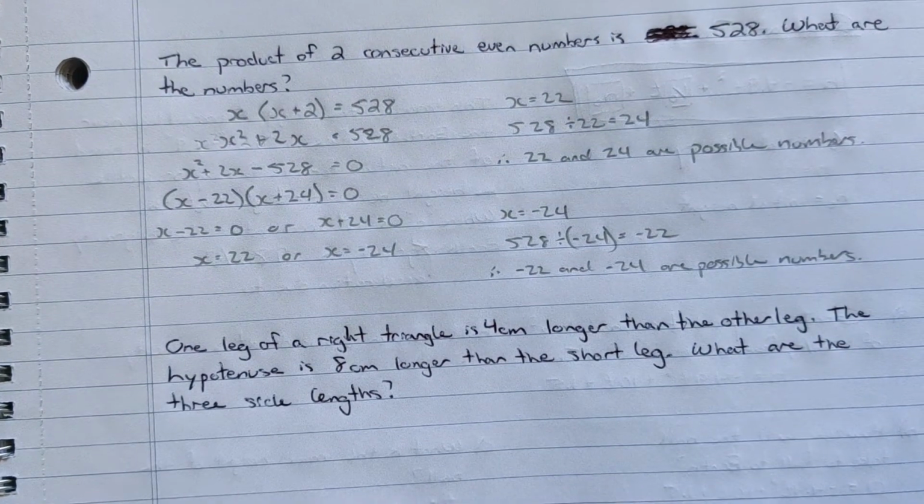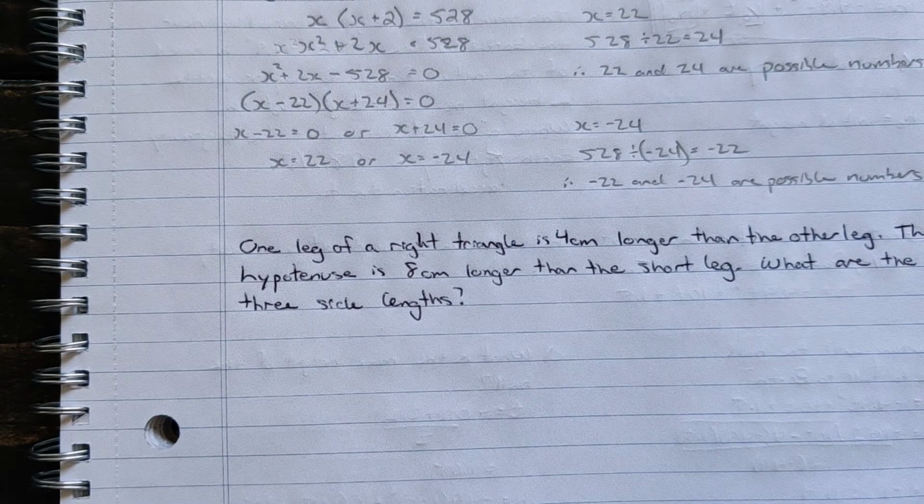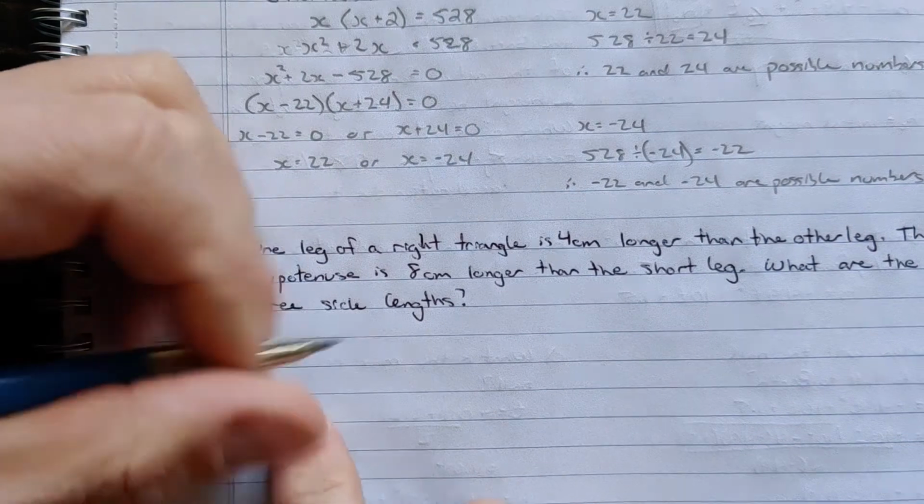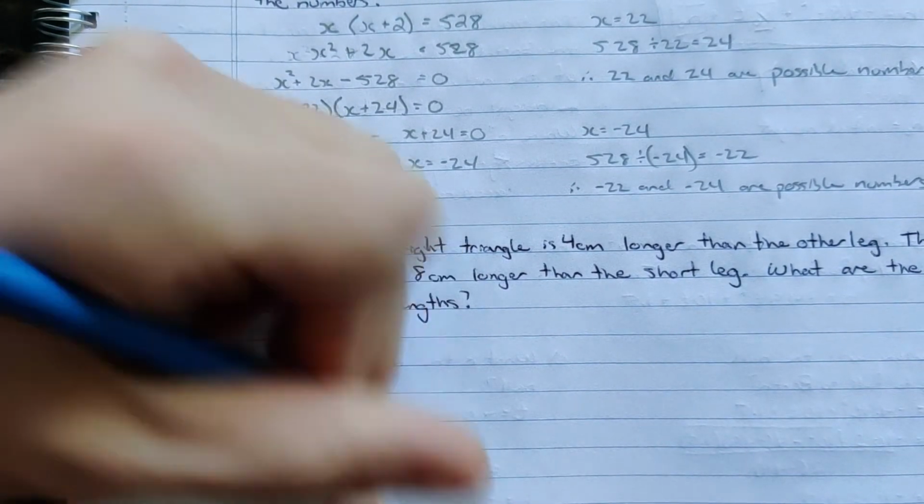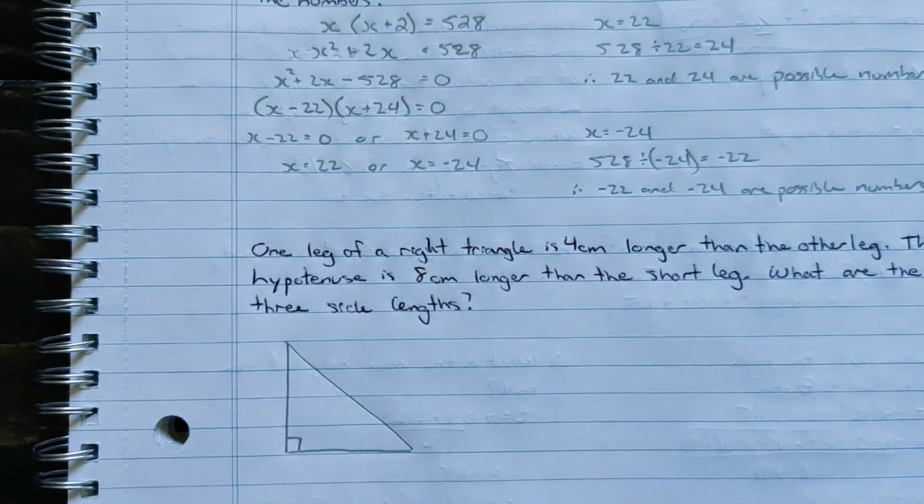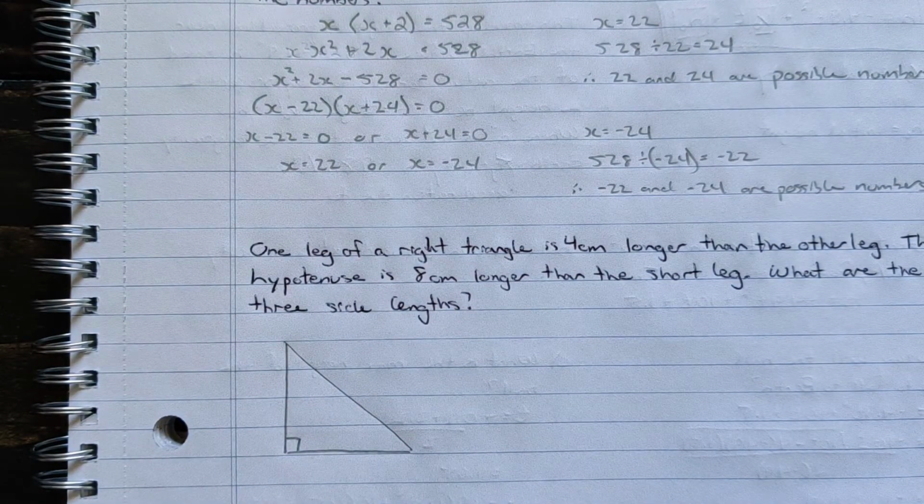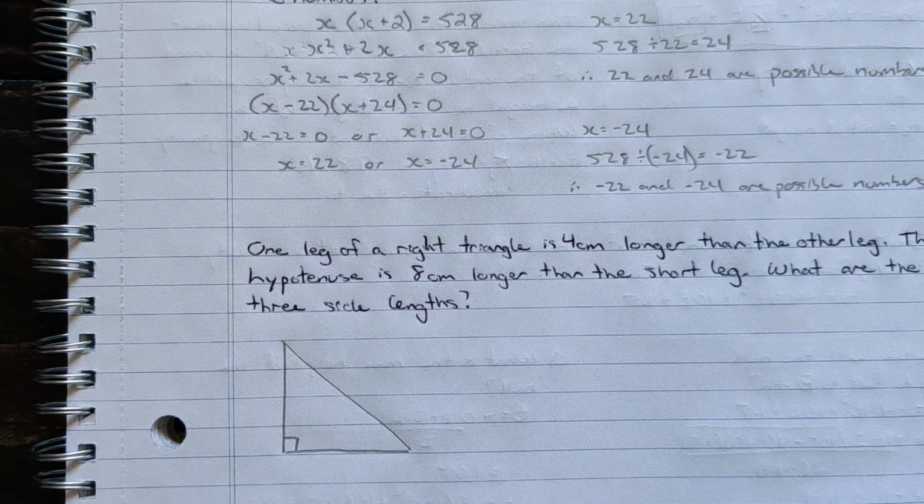Next question. We have one leg of a right triangle that is 4 centimeters longer than the other leg. The hypotenuse is 8 centimeters longer than the short leg. What are the three side lengths? So we had a right triangle going on here. So let's actually draw it out just to give us a little visual. The three sides, we have one leg that is 4 centimeters longer than the other, and then the hypotenuse being 8 centimeters longer than the shorter leg.